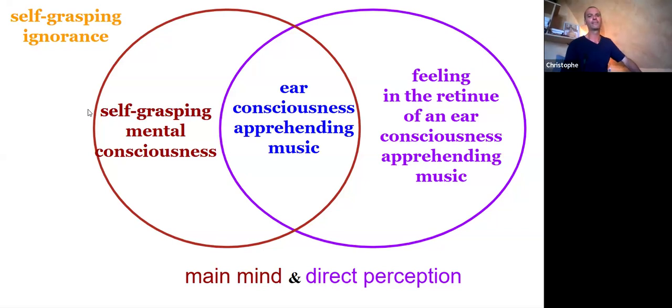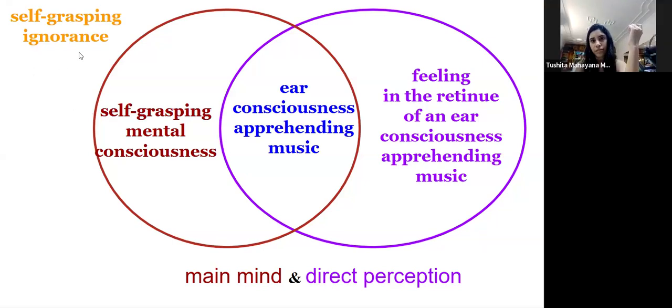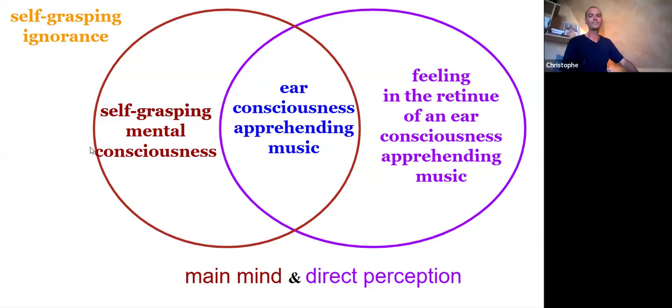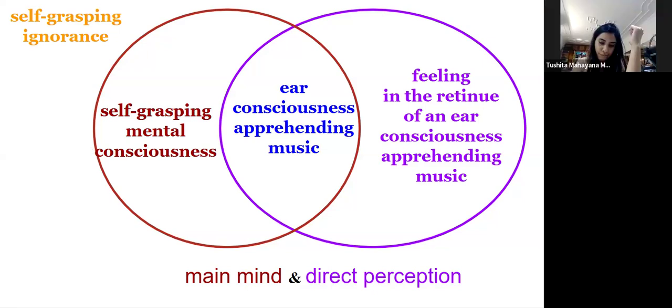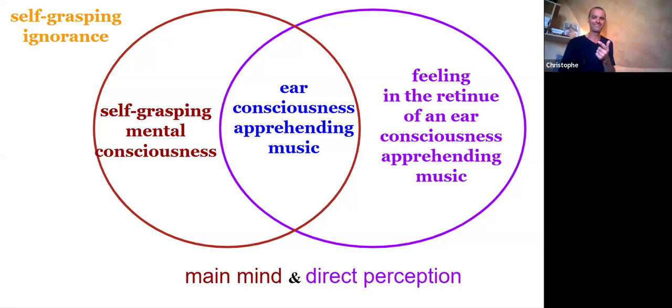Self-grasping ignorance. And self-grasping ignorance is necessarily a mental factor which is in the retinue of a thought consciousness. So it is necessarily mistaken. It is wrong. So it cannot be a direct perception, and it cannot be a main mind because it is a mental factor. So we have 4 possibilities.